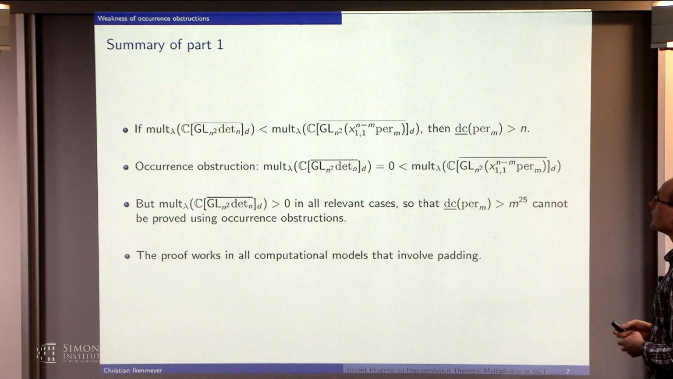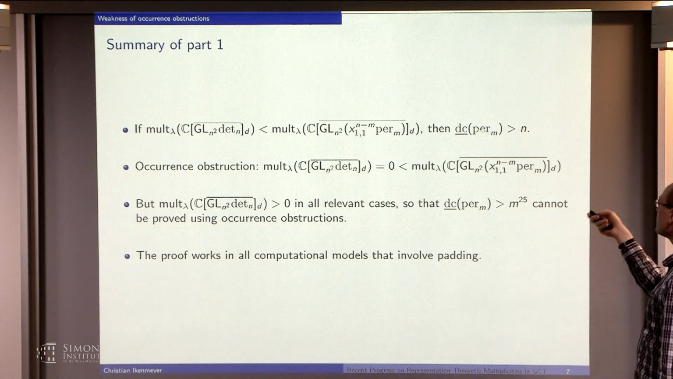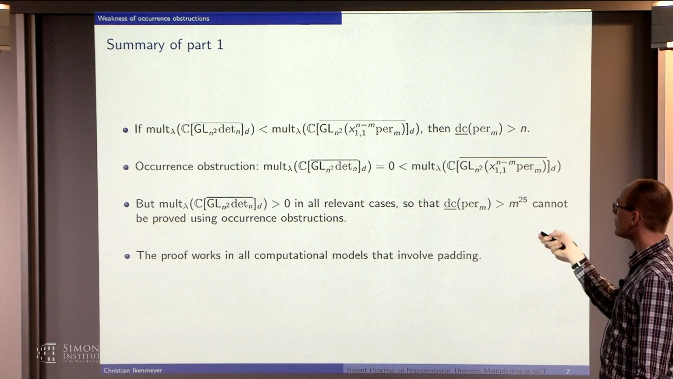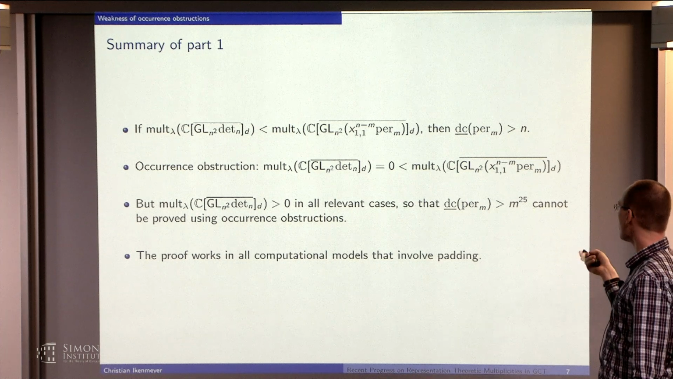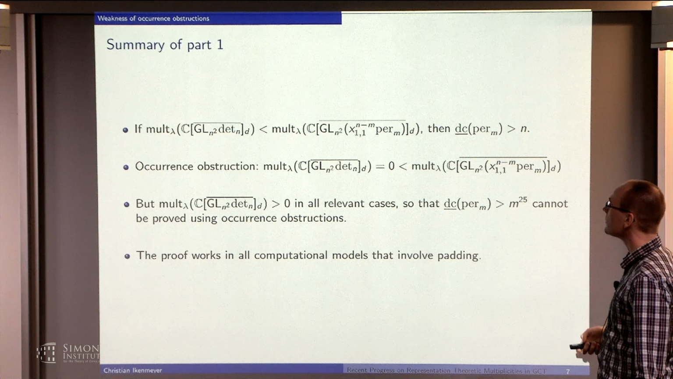All right, and so the summary is, if you can compare these two multiplicities, you get a lower bound. Occurrence obstruction is even stronger. There are no such occurrence obstructions, and the proof relies on padding, right? So that's the summary of part 1.